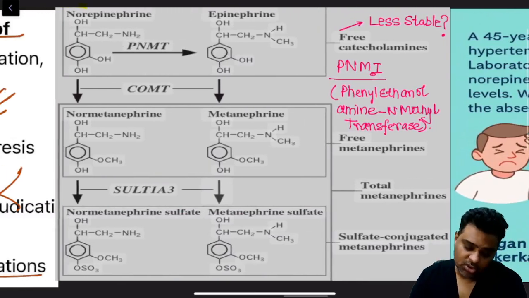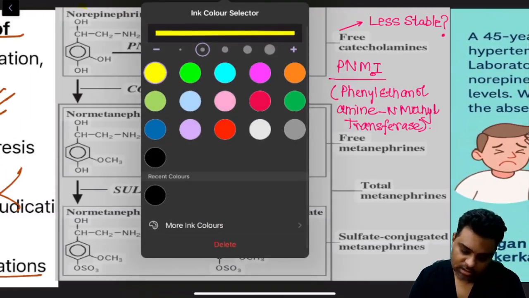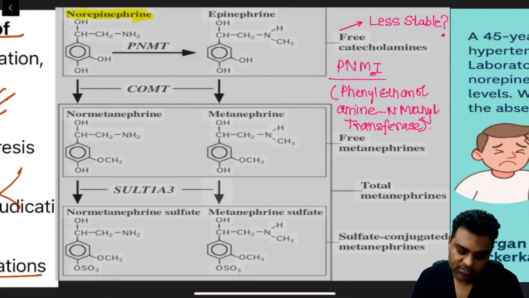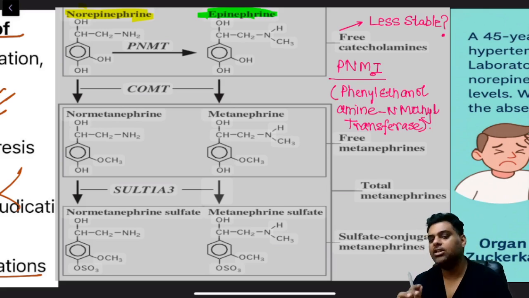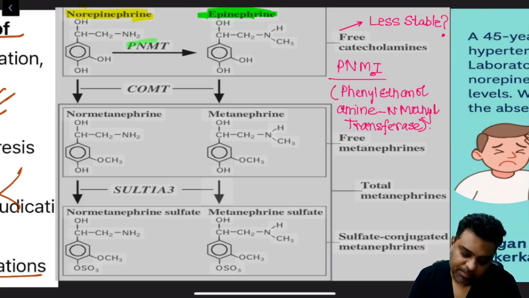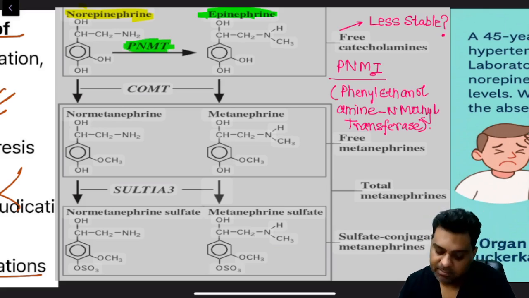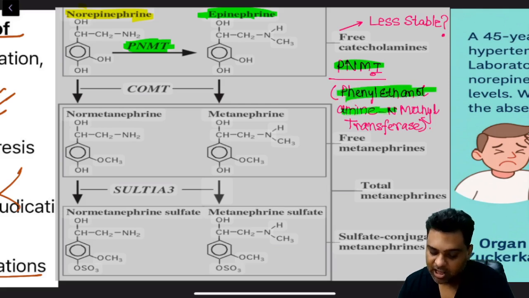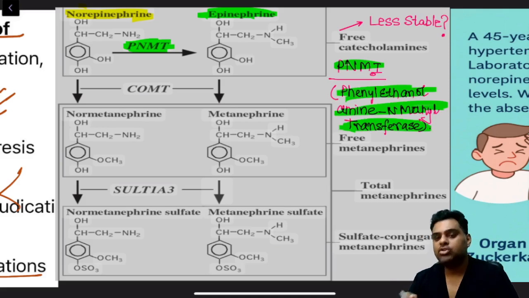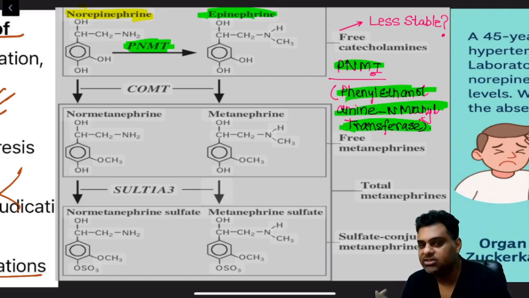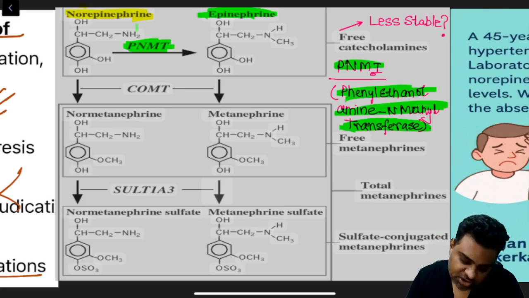Now this is norepinephrine and this is epinephrine. What you are seeing in these two is an enzyme, that is PNMT. What is the name of this enzyme? PNMT. It is phenylethanolamine N-methyltransferase. So understand it. The basic function of this enzyme is to transfer a methyl group to norepinephrine. The difference between norepinephrine and epinephrine is the structural difference. That is what you see here. This is the NH2 group, and here there is a methyl associated to the NH2 group.